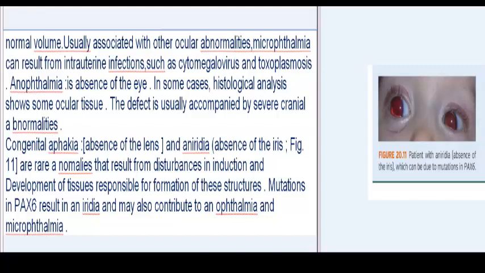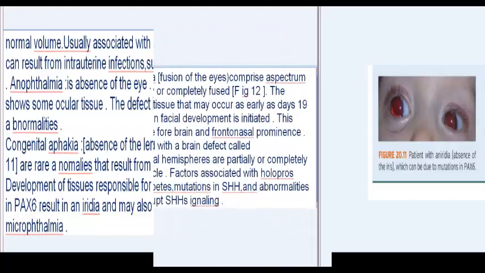Congenital aphakia, absence of the lens, and aniridia, absence of the iris, Fig. 11, are rare anomalies that result from disturbances in induction and development of tissues responsible for formation of these structures. Mutations in PAX6 result in aniridia and may also contribute to anophthalmia and microphthalmia.